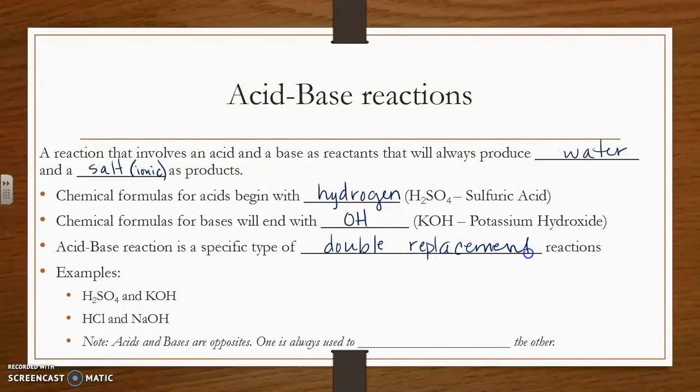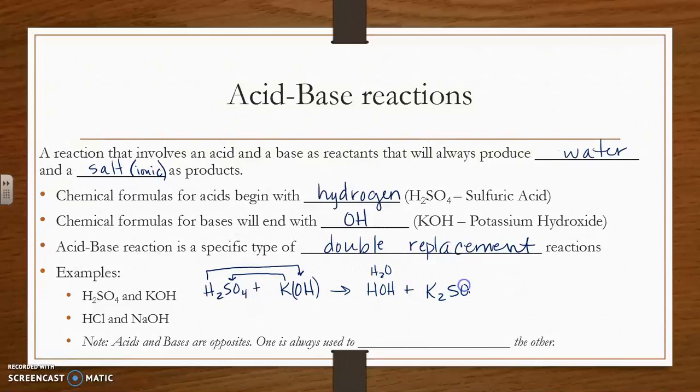So we have H2SO4 plus KOH. How is it a double replacement? Well, the hydrogen attaches itself to the hydroxide because the hydroxide is the negative and the hydrogen is the positive. And that gives us HOH, or H2O. And then the K attaches itself to the SO4, which gives us K2SO4. It's a double replacement because two things have swapped, but more specifically, it's an acid-base because it made water and a salt. And we've already seen this one, I think. It's going to give us NaCl and H2O.